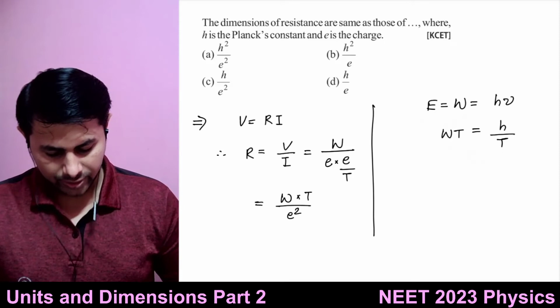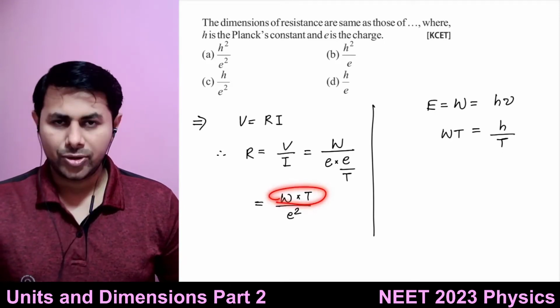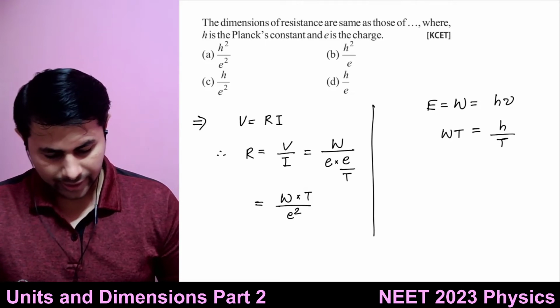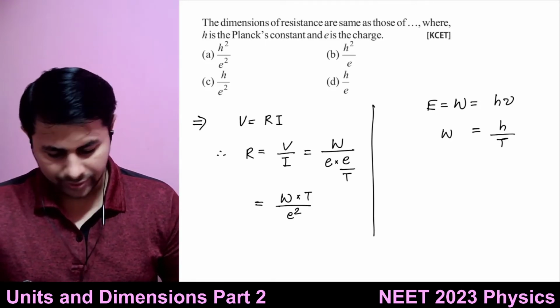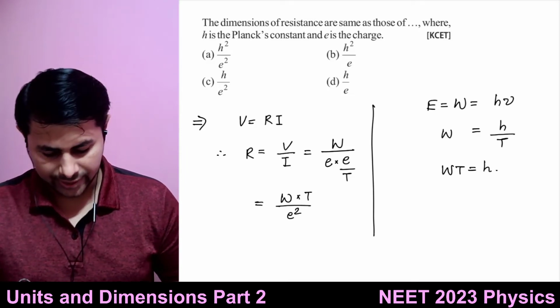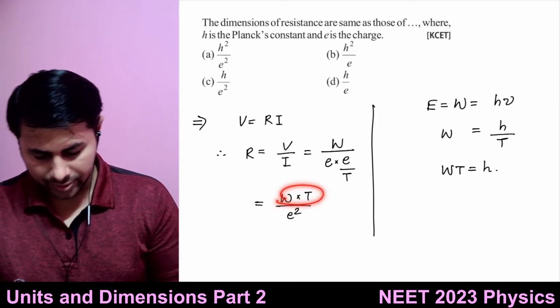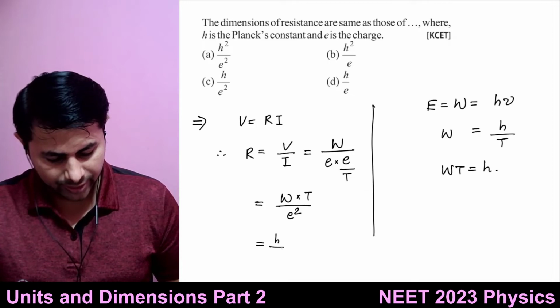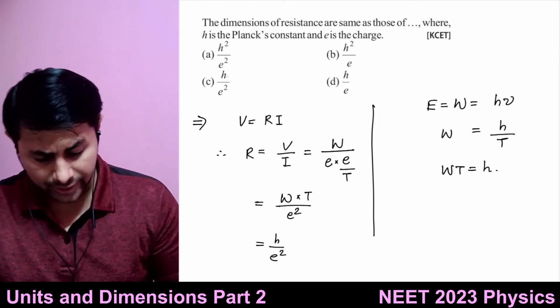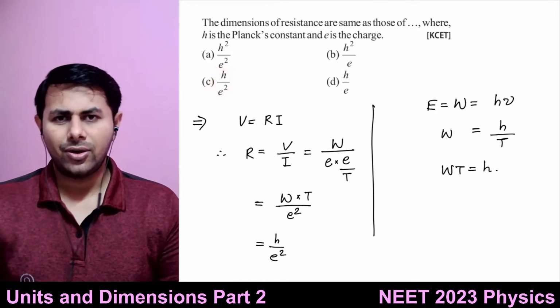Good. So in place of this WT, work multiplied by T, I can substitute h. So W times T is equal to h, I can substitute. So what do I get? h upon E square are dimensions of, I'm sorry, resistance. Option C is the answer.